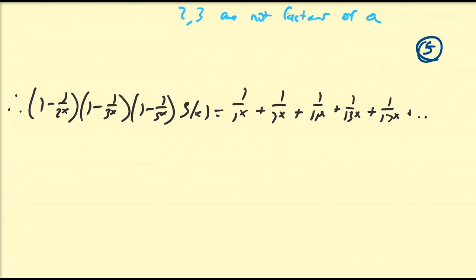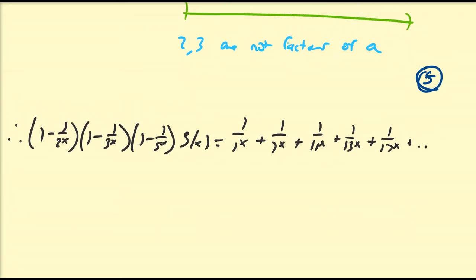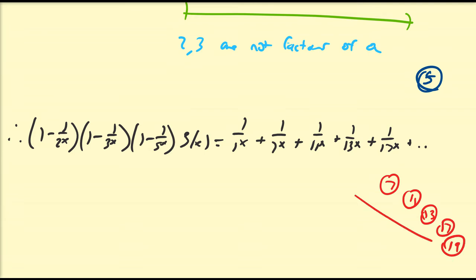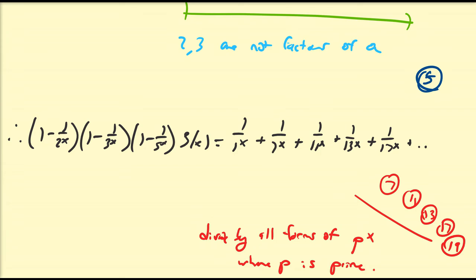All right. So what would be next? The next number that we would divide by would be 7. Then I'm going to divide by 11, then 13, then 17, then 19. So what I'm going to do is divide by all forms of p^x, where p is prime.